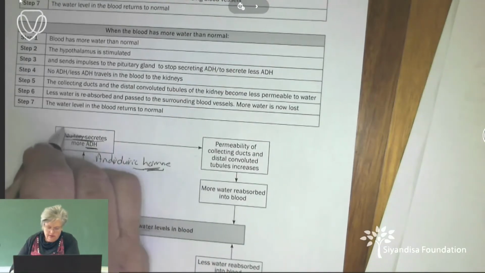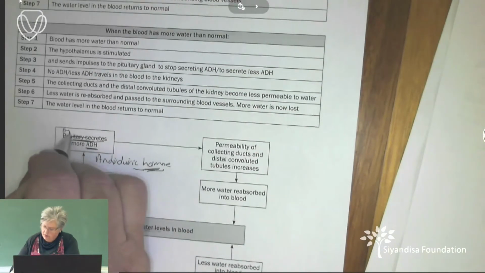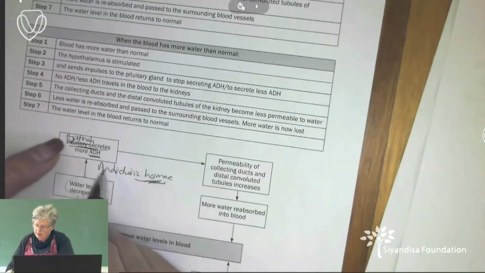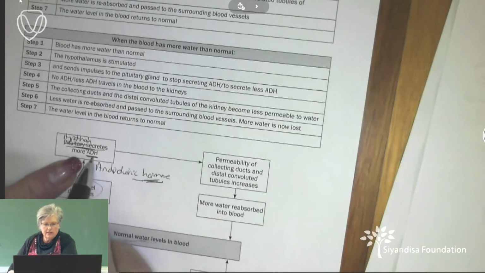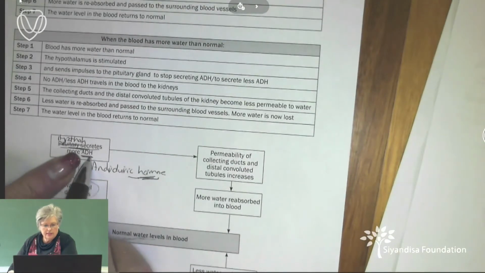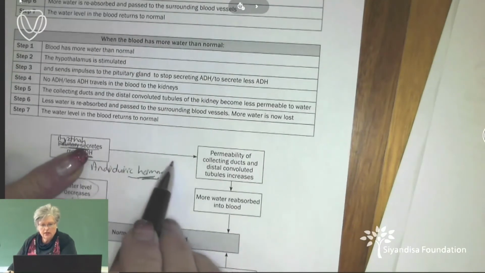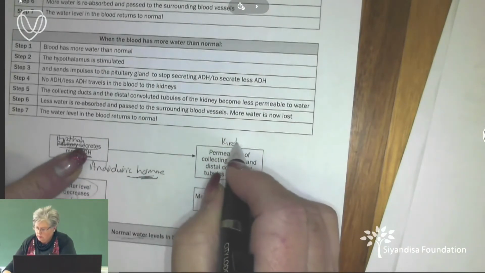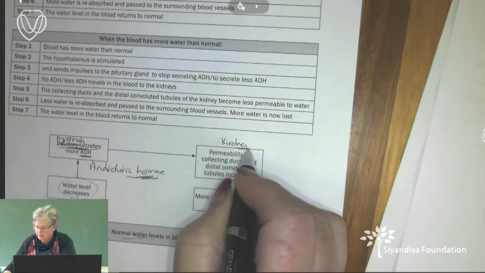This must be the hypothalamus. I see now, here is a mistake. Okay, the hypothalamus secretes more ADH. As it secretes more ADH, what does ADH do? It goes to the kidney. So what is our target organ? Our target organ is the kidney.